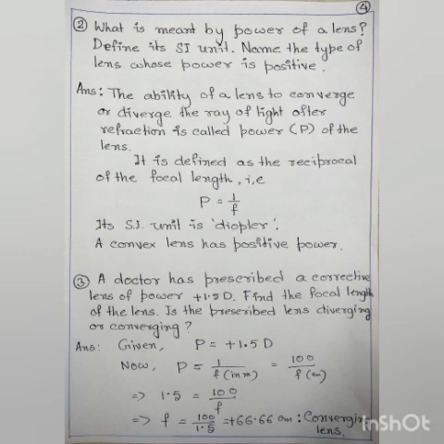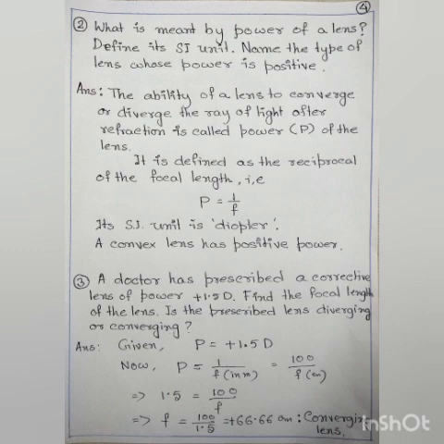Now next, question number 2. What is meant by power of a lens? Define its SI unit. Name the type of lens whose power is positive. Now the answer, you have to write in this way. The ability of a lens to converge or diverge the rays of light after refraction is called power of the lens. And it is defined as the reciprocal of the focal length, that is P equals 1 by F. And its SI unit is diopter.